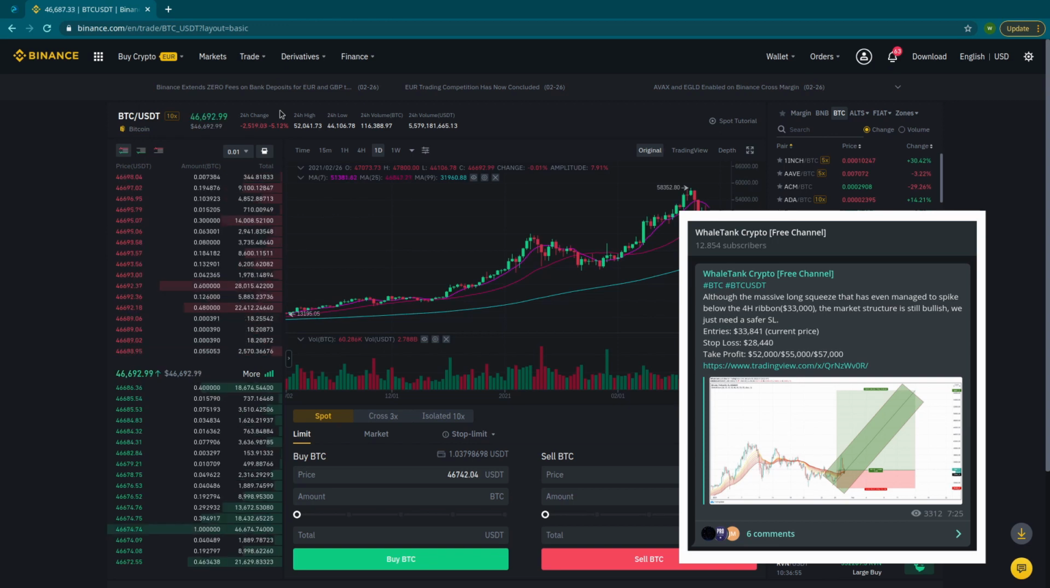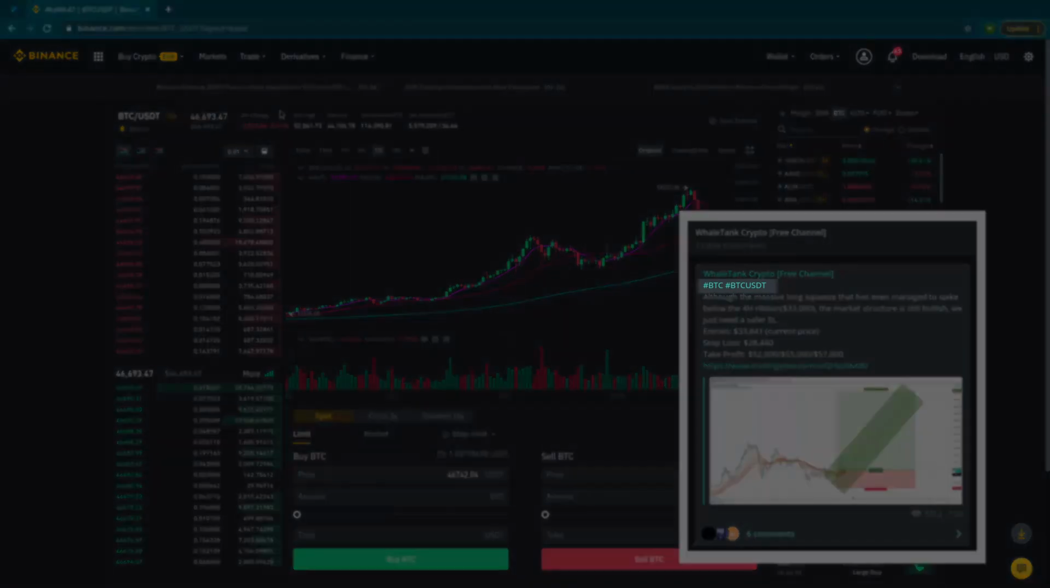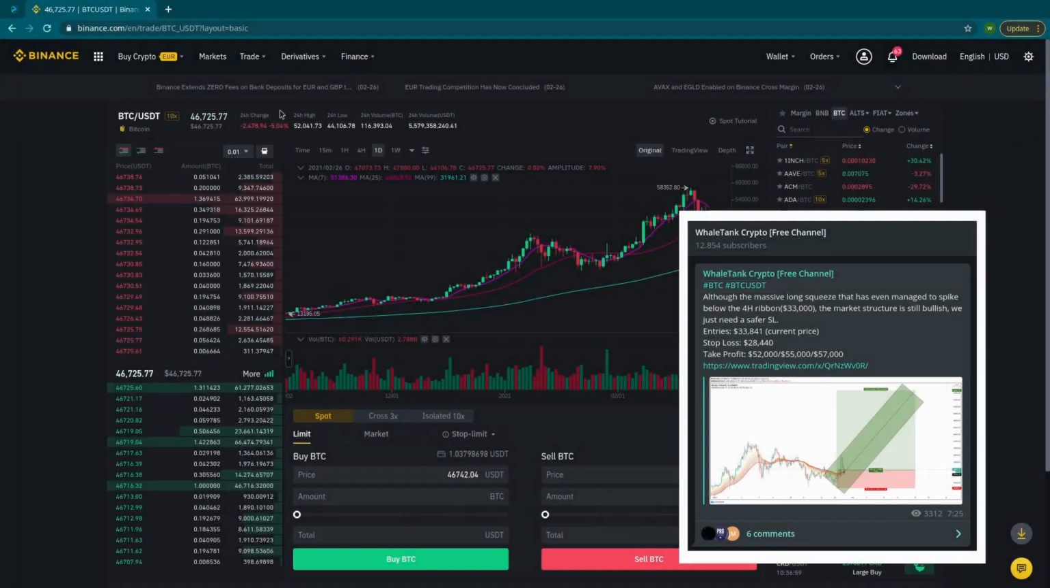Before placing the order, let's have a closer look at our signal. On the top of the message, we can see the market symbol of the crypto we are going to trade. In this case, BTC meaning Bitcoin. Next, we have BTC USDT indicating the market pair. We are going to buy Bitcoin with Tether USDT.